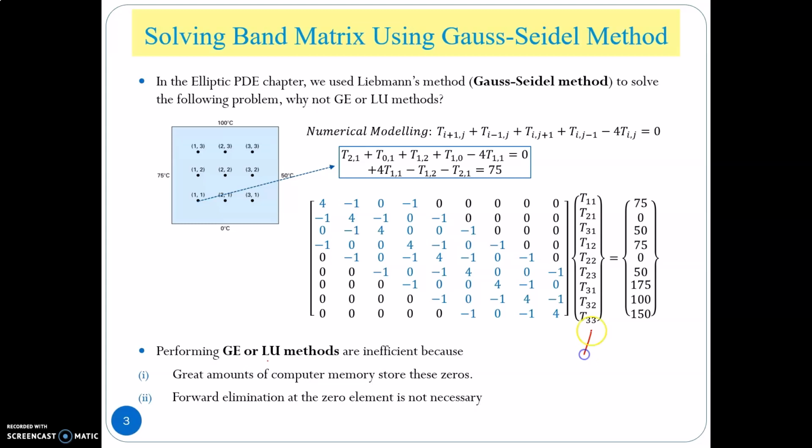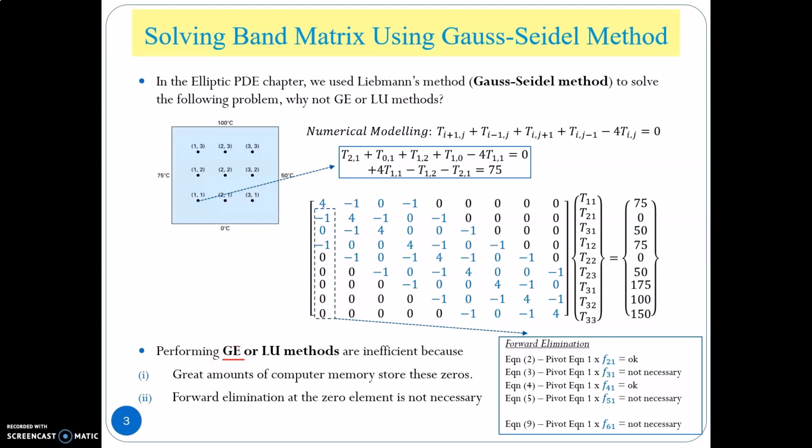We can find the temperature by using Gaussian elimination and also the LU decomposition method. However, these methods are much less efficient because we are storing the 0 at many points. These 0 numbers are not useful in the calculation, therefore we waste a lot of computer memory. Also, when we perform the Gaussian elimination or the LU decomposition method, we need to perform the forward elimination at this element.